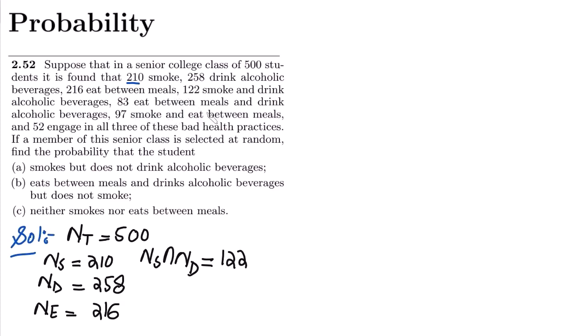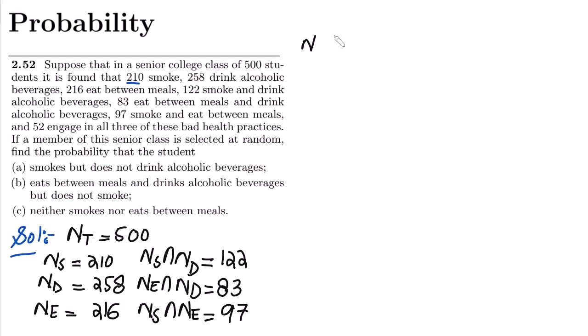Similarly, 83 eat between meals and drink alcoholic beverages. So N of E and D, that is 83. Okay. And the last one here is 97 smoke and eat between meals. So that is smoke and eat between meals, and that is 97. So these are the 6 data points. And the last one here is that 52 engage in all three of these bad health practices.